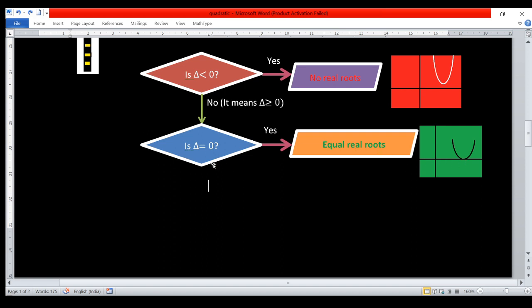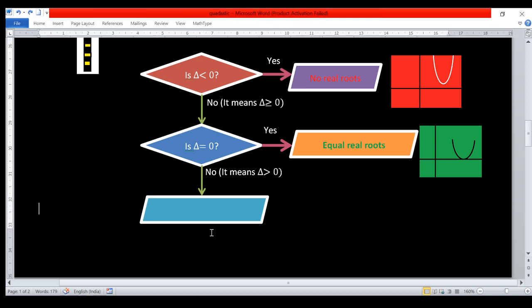Suppose delta is not equal to 0. Not 0 means, I told you there are only two cases from here: greater than 0 or equal to 0. If it is equal to 0, you have equal roots. If it is not equal to 0, it must be greater than 0. In that case, you will get distinct real roots.